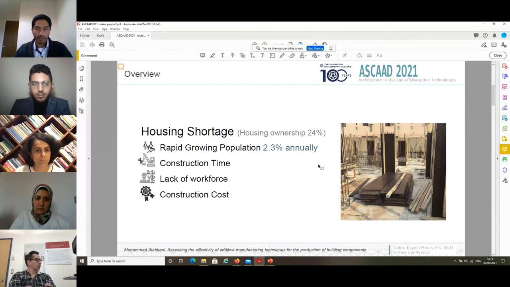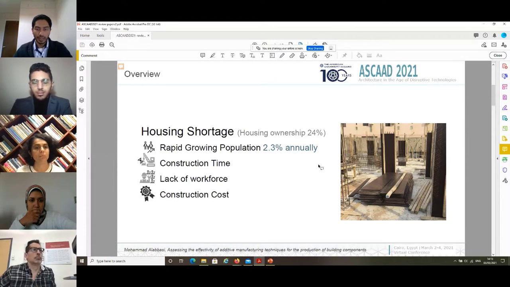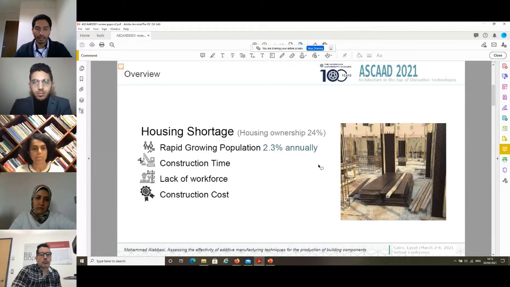The key factors behind this housing shortage include the rapidly growing population, in addition to the current construction method of using framed reinforced concrete structure, which lengthens the construction duration. In addition, there is a lack of workforce, which increases the overall cost of the construction.